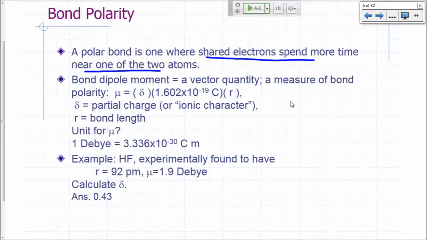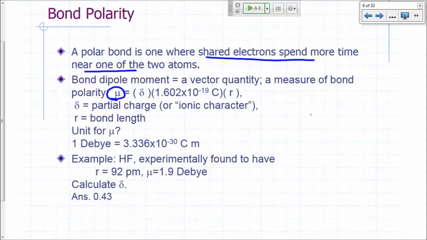Okay, so bond dipole moment is given by the partial charge times 1.602 times 10 to the negative 19 coulomb. This is the charge of one electron, also the charge of one proton. It's negative for an electron, it's positive for the proton, times the distance r. Okay?